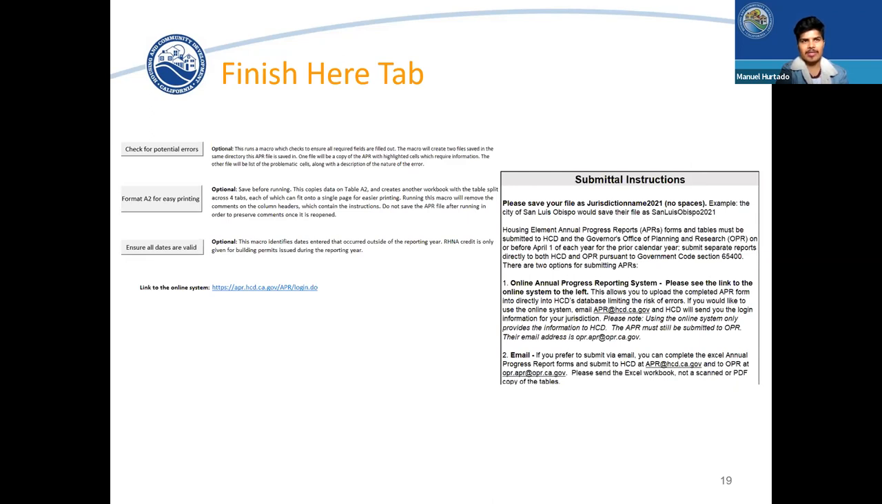The third tool is a date checker. This will highlight in orange any dates that occurred outside of the reporting year. You can leave those activities in the form, but to ultimately get credit for those units, they must be reported on the APR for the same calendar year. Next slide.